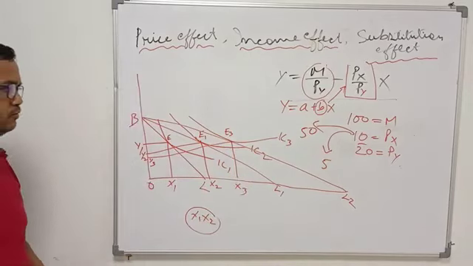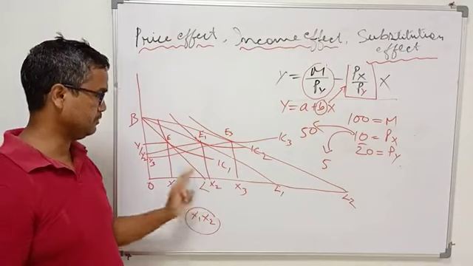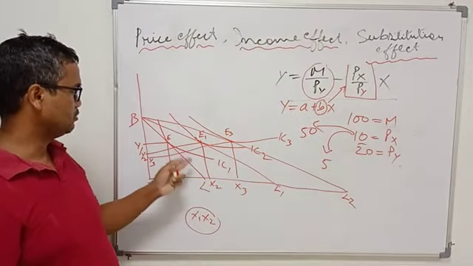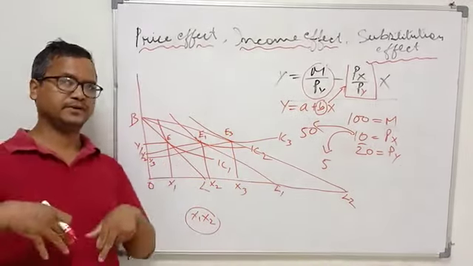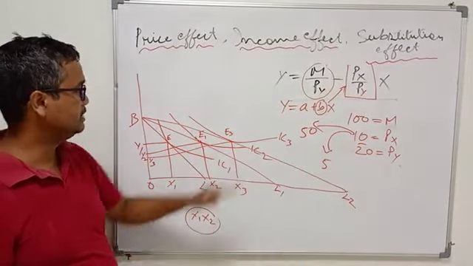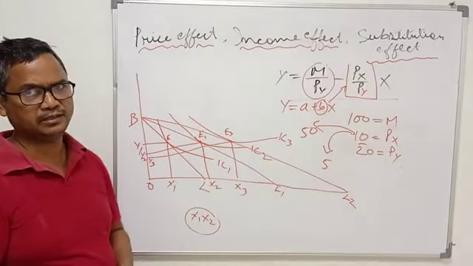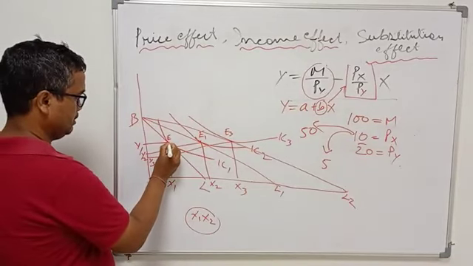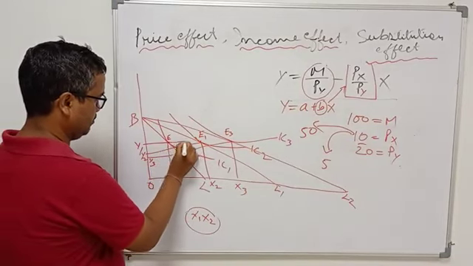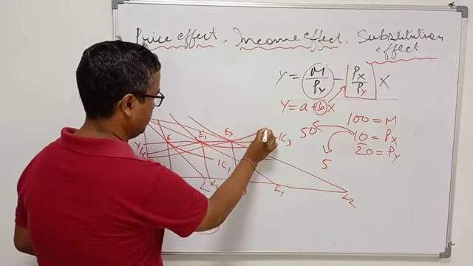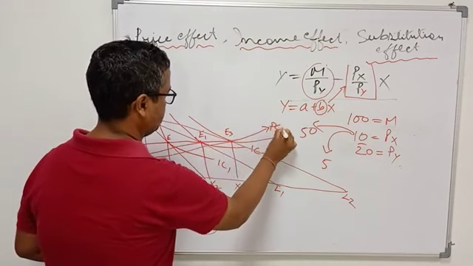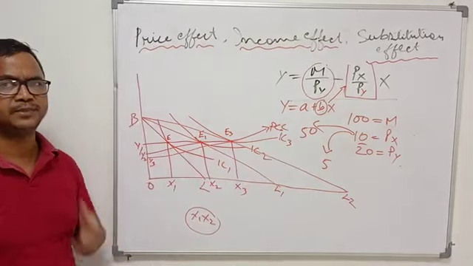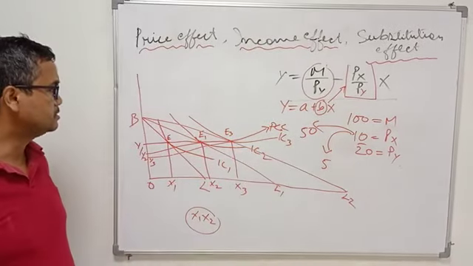Due to a further fall in the price of X, the consumer equilibrium shifts from the lower indifference curve IC2 to IC3, that is, at point E3. If we join these equilibrium points with a curve, that curve will be known as the price consumption curve, PCC. This is known as the price consumption curve.